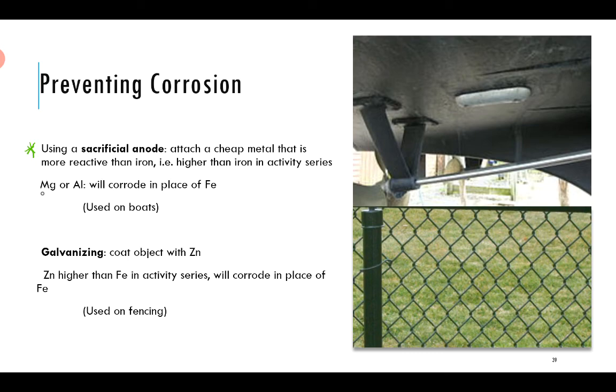So, for instance, if you have a piece of magnesium or a piece of aluminum, those will give up their electrons a lot more easily in order to oxidize, and they'll prevent the oxidation of iron. So this chunk of magnesium or aluminum is bolted onto this bolt in order to prevent the oxidation of the iron in the hull.